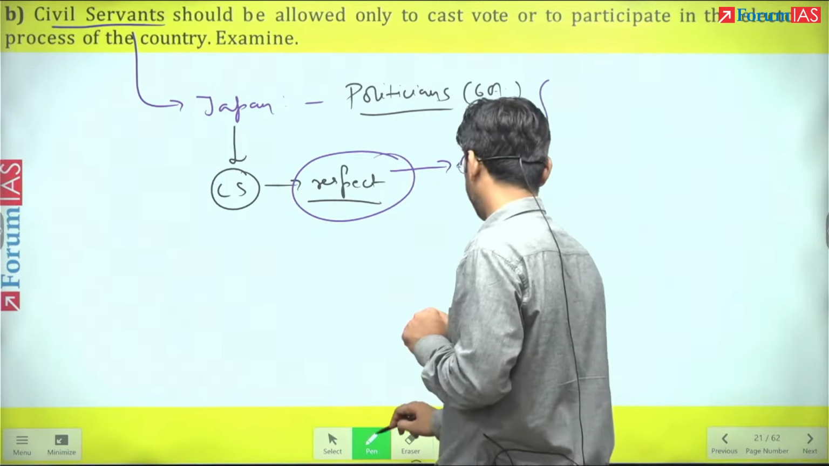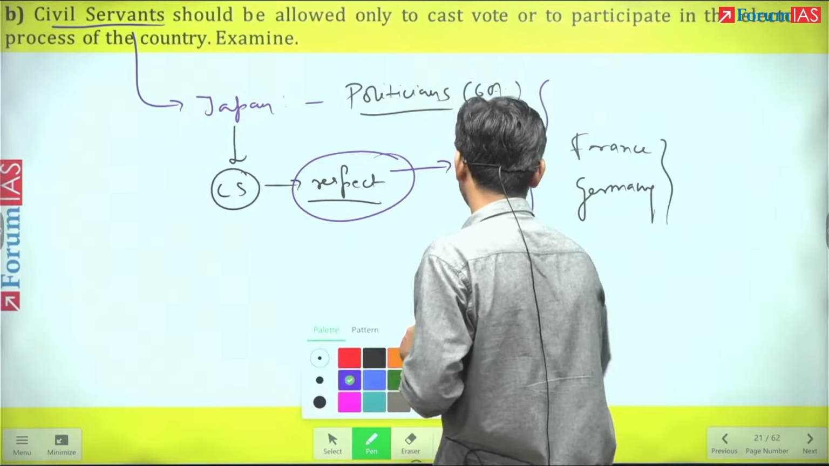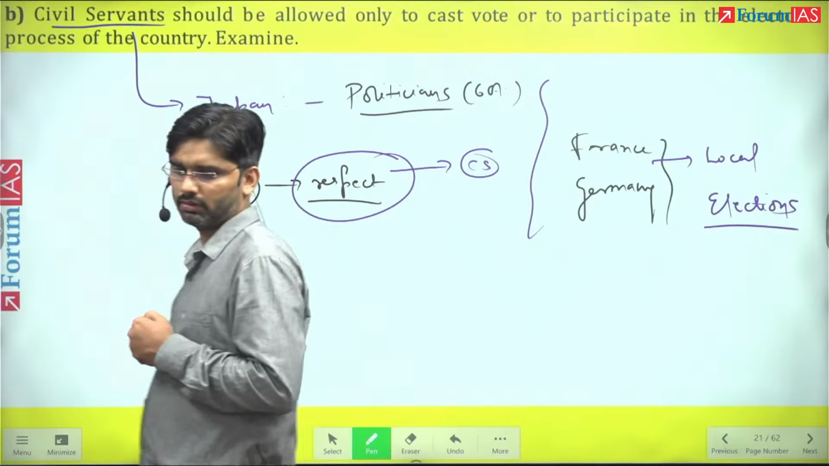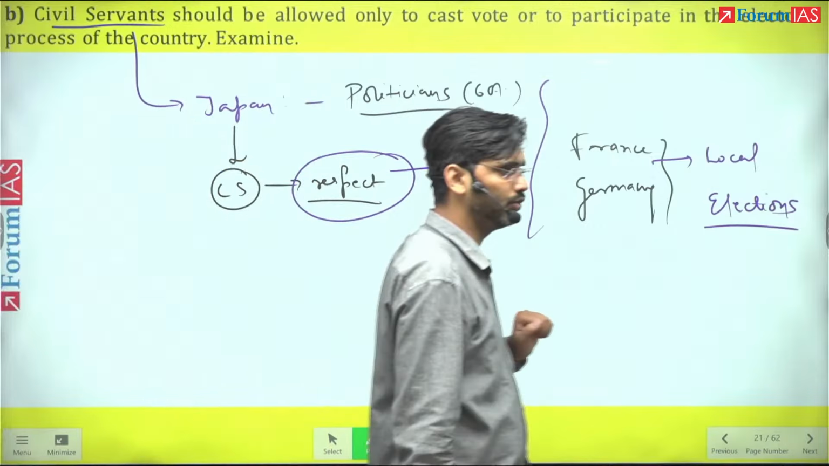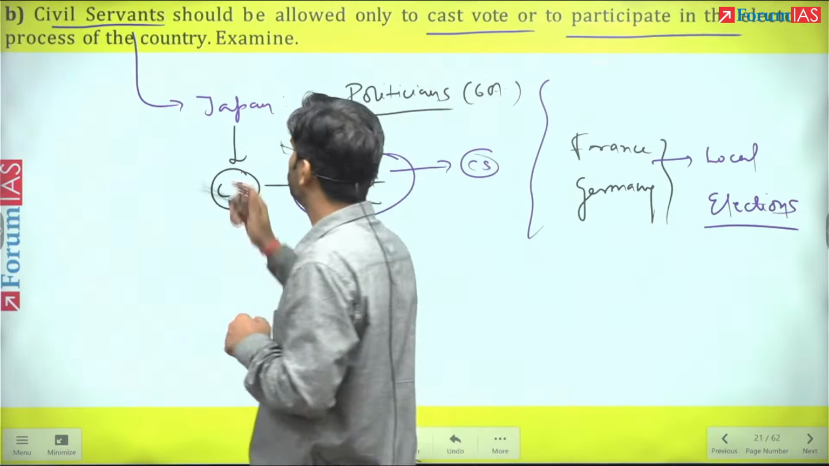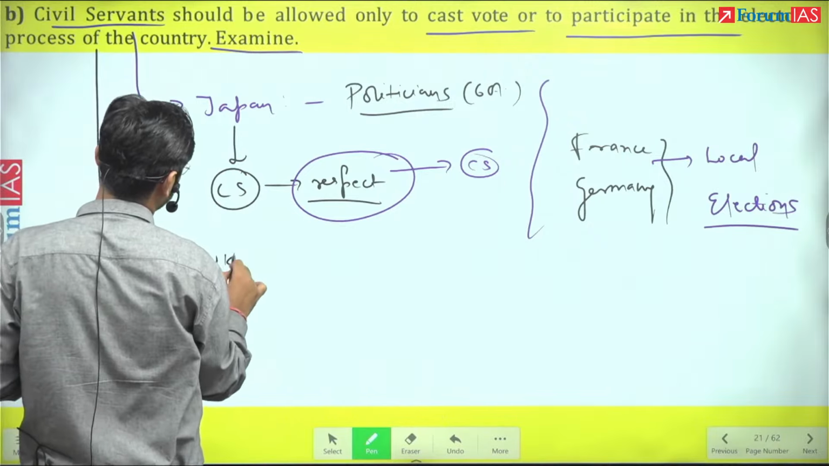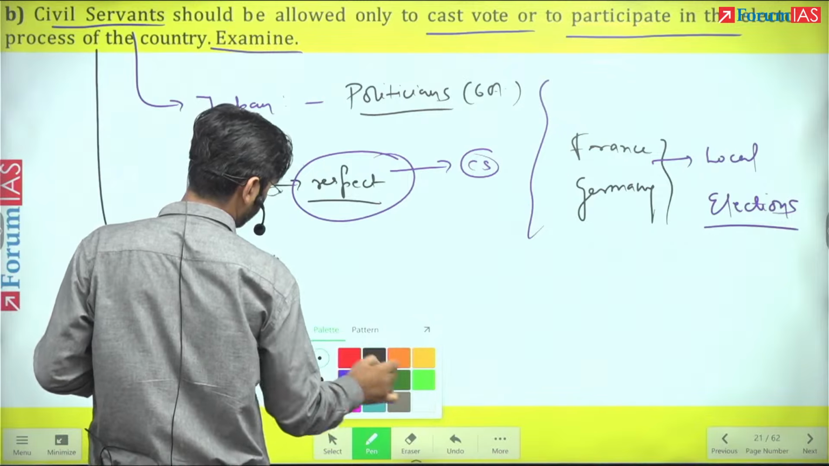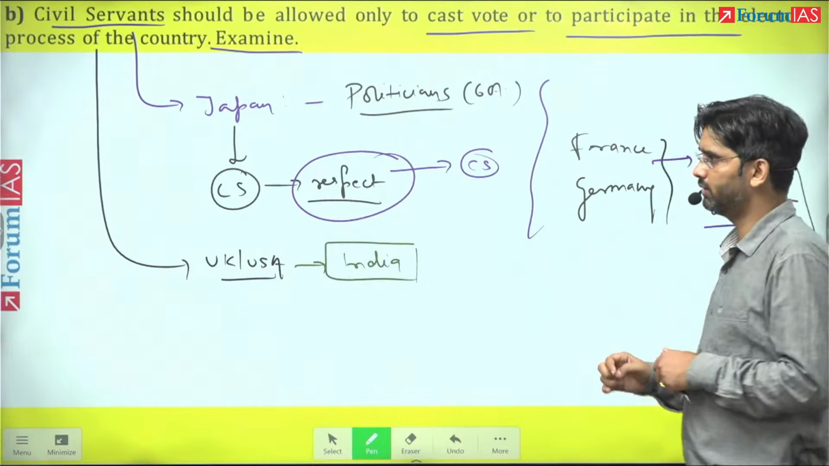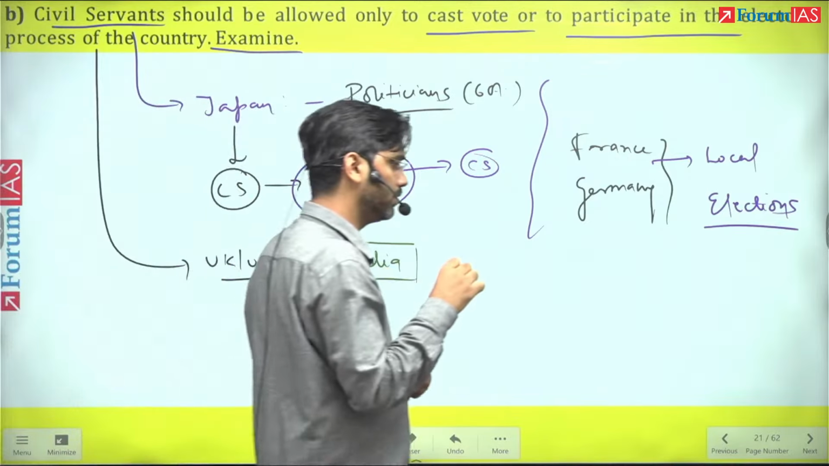In some countries like France, Germany, we see they can even contest local elections. If they win, fine, they serve their term, again they go back to their service. Now this question is arguing civil servants should be allowed only to cast vote or participate in the electoral process of the country. Examine. What do you think? See, some countries like UK and USA, they only allow this, not more than that. And India is also one country which follows this. See, my view should be we should continue this practice. At the same time, we should reform lots of issues which are remaining.